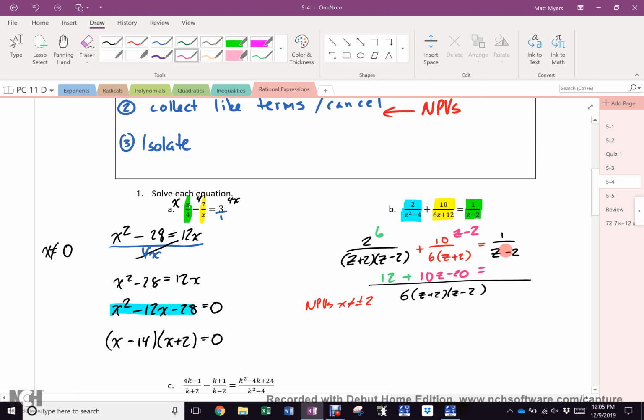Equals. What did this guy need? He needs 6z minus 12, right? Because he needed the z minus 2 and the 12, yeah? And the 6. 6z minus 12. Are they all over the same denominator? So what do I do? Collect like terms. So, go.